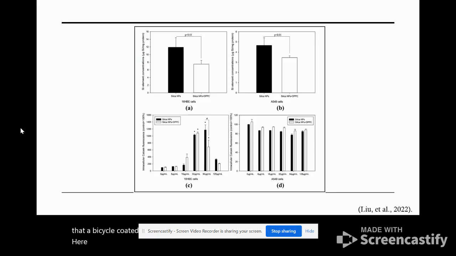Here, in figure 4, the authors of the paper show the results after investigating the interaction with silica nanoparticles in the presence and absence of dipalmitoylphosphatidylcholine, or DPPC, coating at the epithelial cells 16-HBE and A549 adenocarcinoma cells. Results demonstrated that the 16-HBE cells had a greater concentration of silica nanoparticles than A549 cells. In addition, both cell lines downregulated the interaction of DPPC-coated silica nanoparticles, shown in figures 4A and 4B.